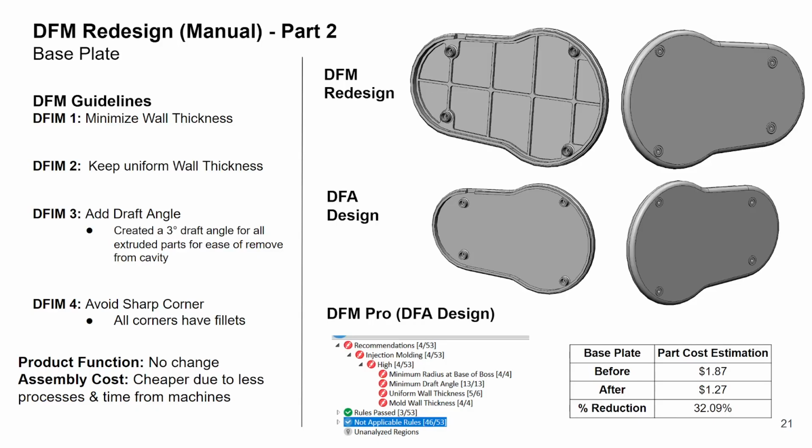So for the redesign of the base plate, we used a couple DfM guidelines, being minimizing the wall thickness as well as keeping it uniform. We also added a draft angle and avoided sharp corners and gave the corners fillets. So when you look at the part cost estimation, it was about $1.87 before, and then after our changes, it drops about 32% to $1.27. Now the product function doesn't change, but the cost is cheaper due to less processes and times from machines.